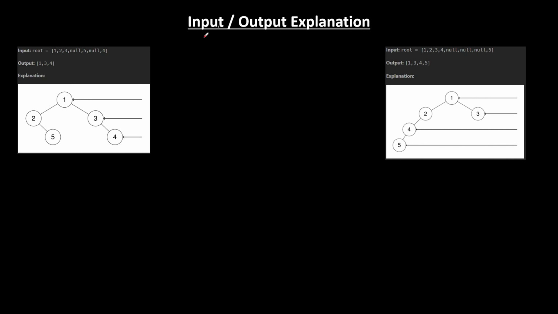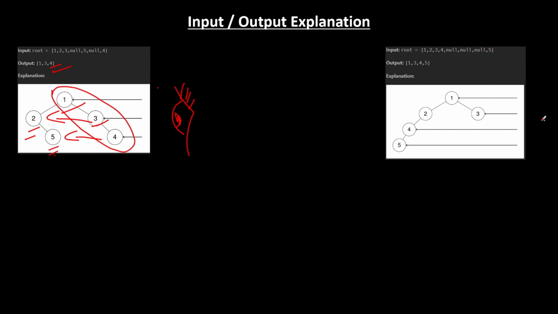Now let's understand the input output explanation. This is one of the trees given. If you are looking from this particular side, in this given example you can see that 1 is visible, 3 is visible, 2 is not visible because it is behind this 3, and similarly 5 is not visible because it is behind 4. That's why the answer comes out to be 1, 3, 4.